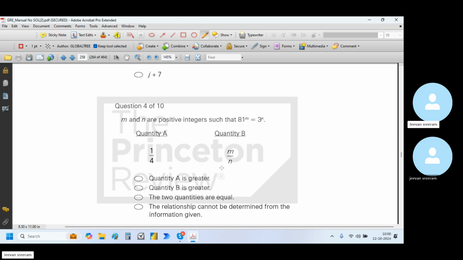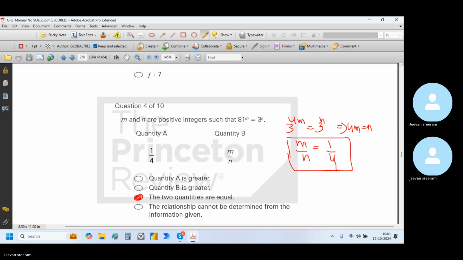M and N are positive integers such that 81 power M equals 3 power N. So 3 power 4M is equal to 3 power N. So 4M is equal to N. M by N is equal to 1 by 4. So you can't change this. So standard. So both quantities are equal. M by N equal to 1 by 4 is correct all the time when M and N are positive integers.